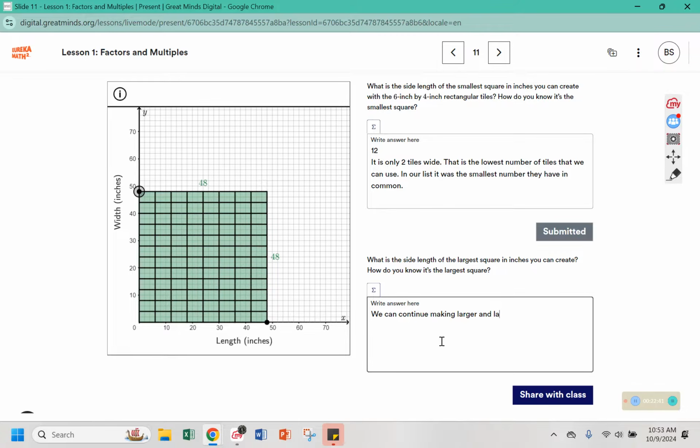Larger and larger squares. We will never reach the largest square possible. For this picture, we could max out our picture, but if our axes continue on and on forever, then we can continue to create larger and larger squares.